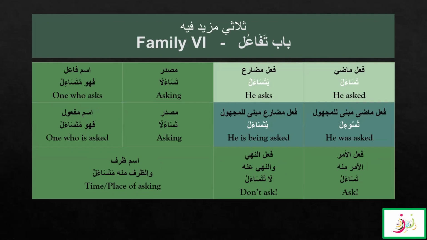Bab tafa'ul, salasi mazid fihi, family 6. Tasa'ala, yatasa'alu, tusu'ila, yutasa'alu. He asked, he was asked. He asks, he is being asked.